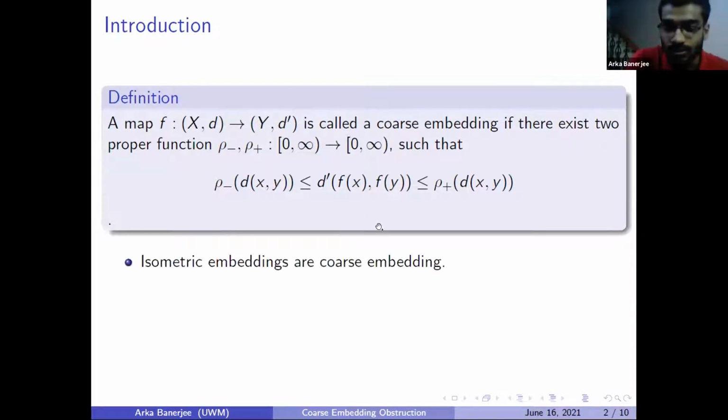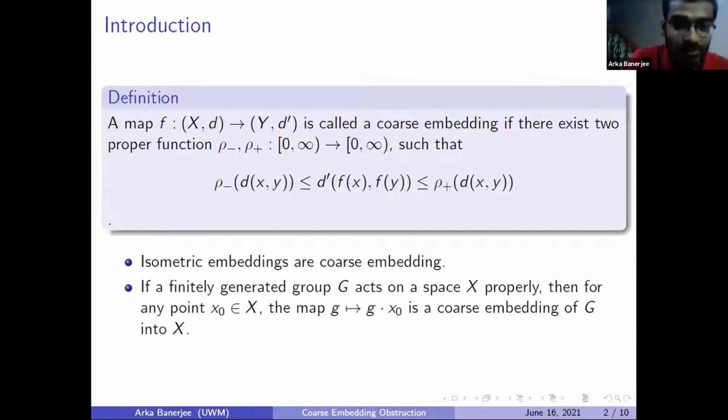Okay. So what are the examples? Well, isometric embeddings are coarse embeddings, where rho minus and rho plus are just the identity. A more interesting example comes from this.